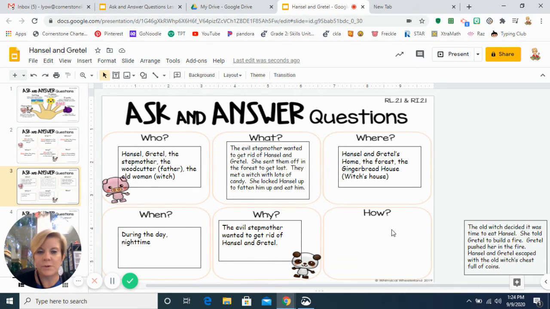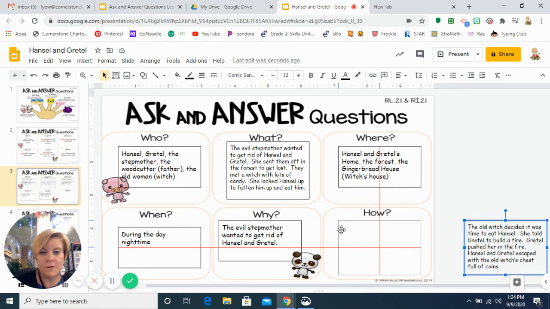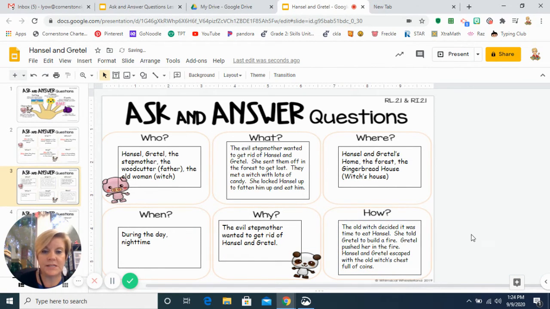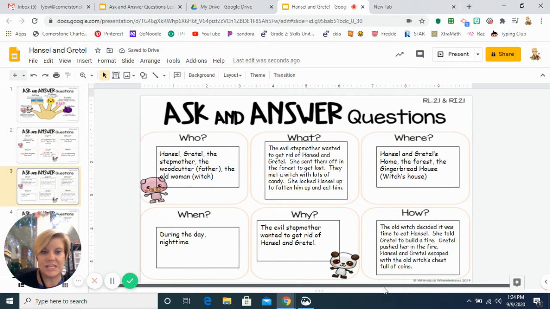And then how is the last box that tells us how the problem was solved. So to solve the problem, the old witch decided that it was time to eat Hansel. She told Gretel to build a fire, and then Gretel pushed her in the fire. Hansel and Gretel were able to escape. So they escaped, and while they were escaping, they found the old witch's chest full of coins, and they took the coins.